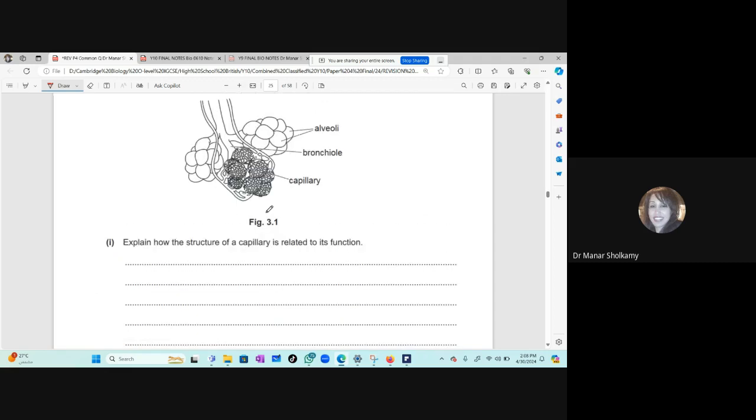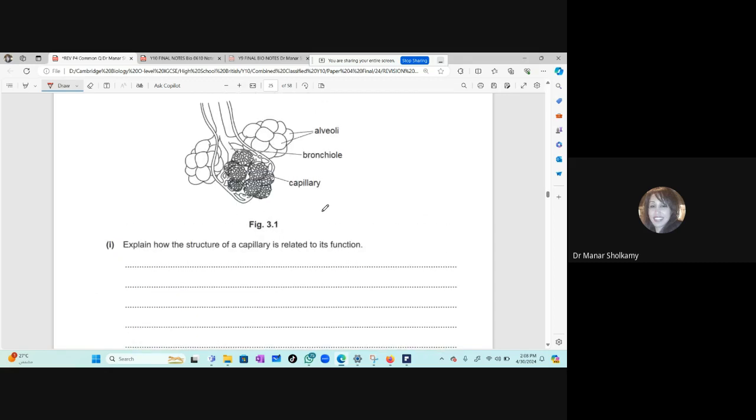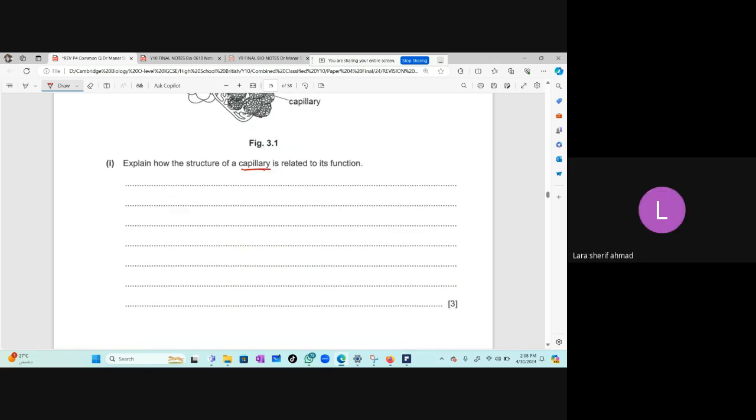Okay, now the alveoli and the capillary. How is the capillary related to its function? Then we will talk about the alveoli. We talked about arteries and veins. The capillary is one cell thick, giving a shorter diffusion distance. What else? It has pores.